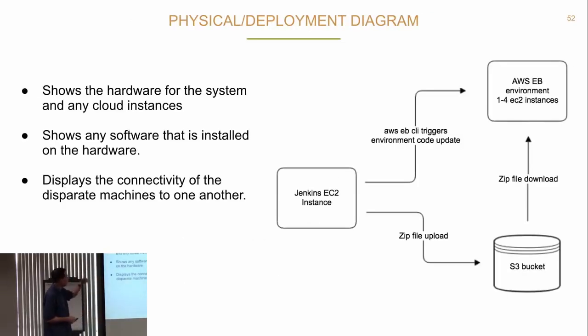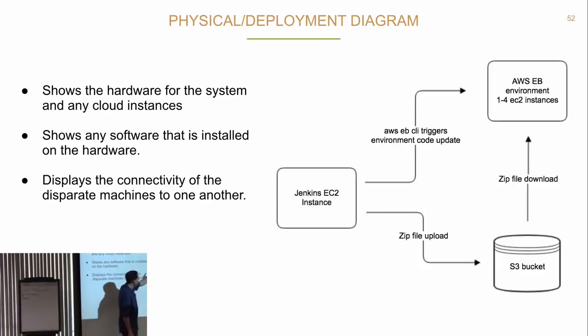Physical diagram. And again, this is what I'm showing for infrastructure. Even if you're using your Jenkins instance out on EC2, we've got Jenkins out on EC2 on AWS. We've also got a zip file that's uploaded to our S3 bucket, and AWS Elastic Beanstalk for my load balancing. How it triggers, those are all part of your physical deployment diagram.